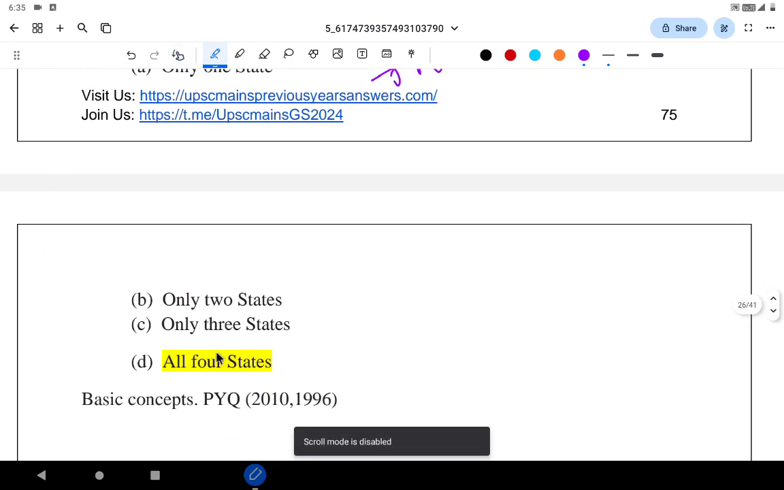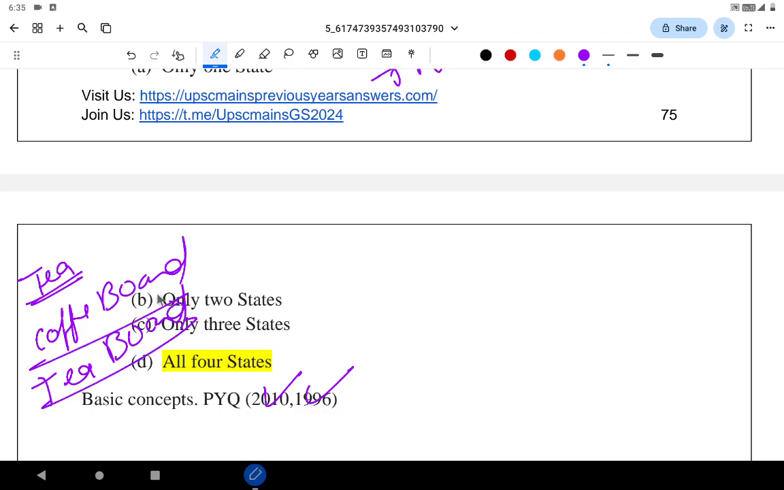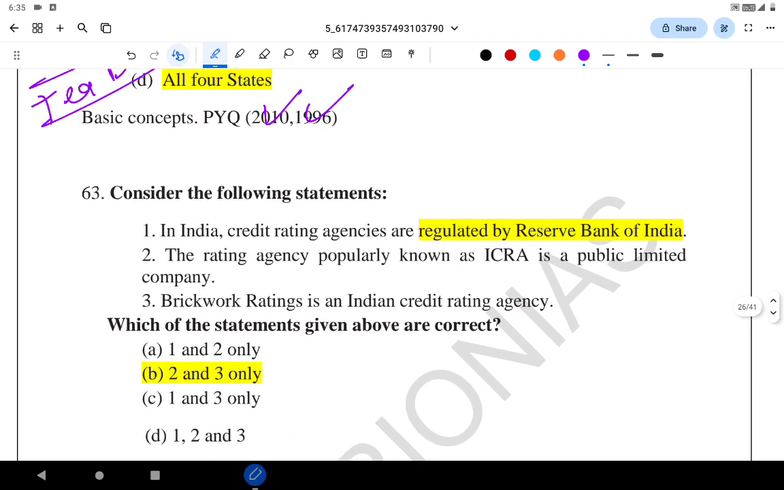The concepts related to tea were asked in 2010 and 1996 as well. The temperature and the geographical condition required for growing tea, and also the Coffee Board and Tea Board are important as well. Please study them. Let's go to the next particular question.